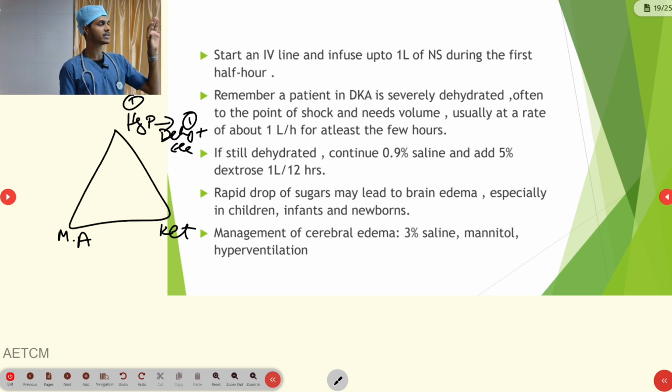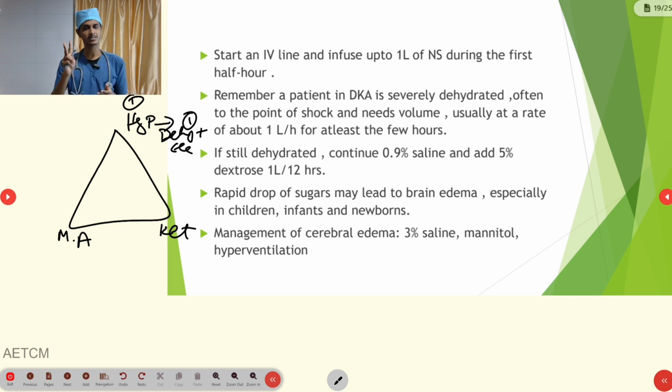How do we give it? For the initial time, you have to give 1 liter of fluid within half an hour to 1 hour, and then follow that with 1 liter over a further 2, 3 or 4 hours. Likewise you have to manage your plan. The ideal fluid of choice is 0.9% normal saline. If the sugar level is less than 200, then you can shift your fluid from 0.9% to 5% dextrose. Those are the two fluids of choice we have.